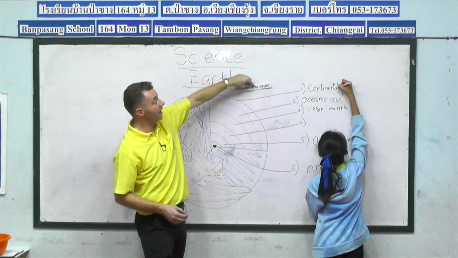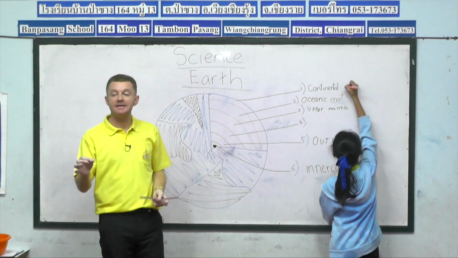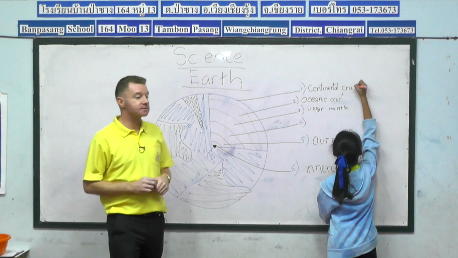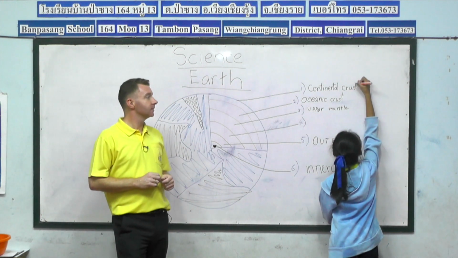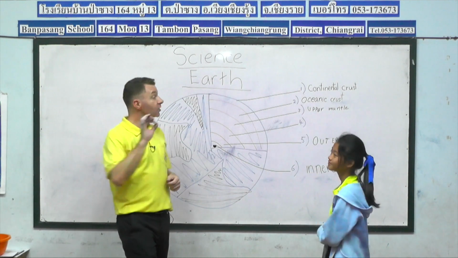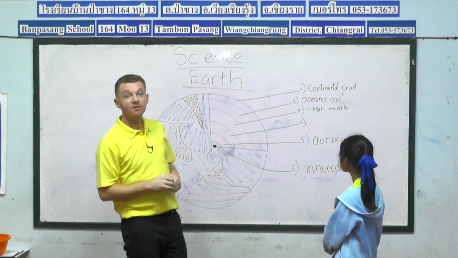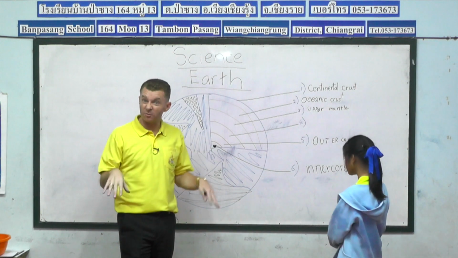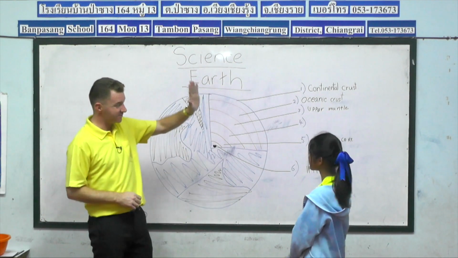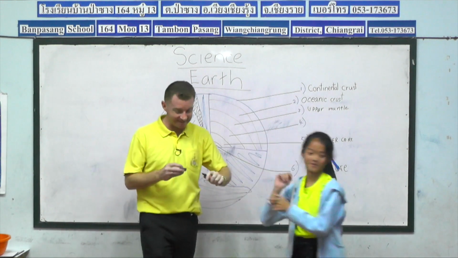So Dan, can you reach number 1 and write continental, C-O-N-T-I-N-E-N-T-A-L. And crust, C-R-U-S-T. So all together, guys, number 1, continental crust, which is where we are. Dan, very well written and very well reached too. Big round of applause for Dan, please, guys.